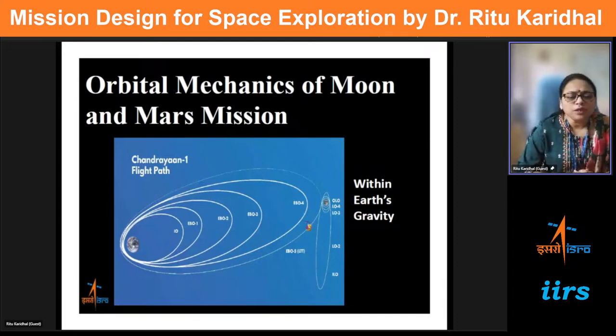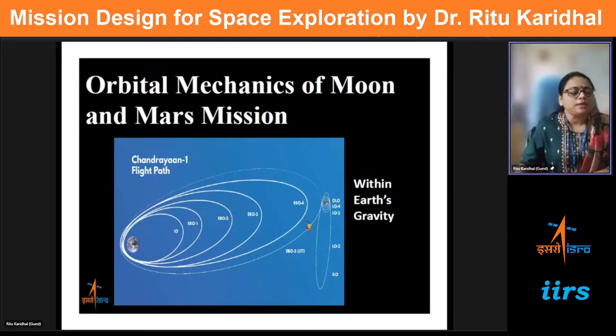I will be covering only a few aspects of this orbital mechanics, mainly for the moon and Mars missions. For the moon mission, we know that the moon is a natural satellite of Earth. It is always within the Earth's gravity. We are not going beyond Earth's gravity. So this is a different mechanics which works for the moon. But if we talk about Mars, then we have to go out of the gravity well of Earth. So a different mechanics works for the Mars mission.